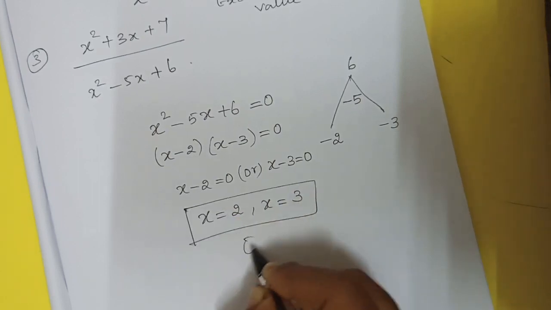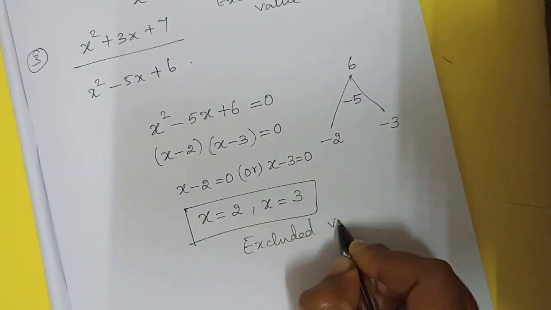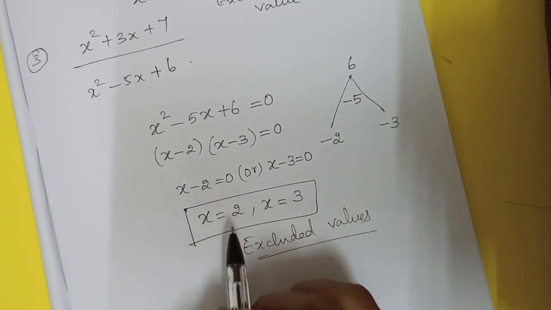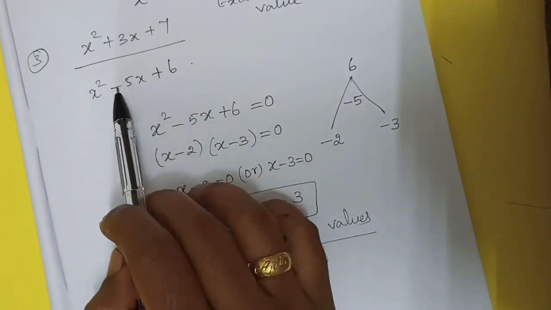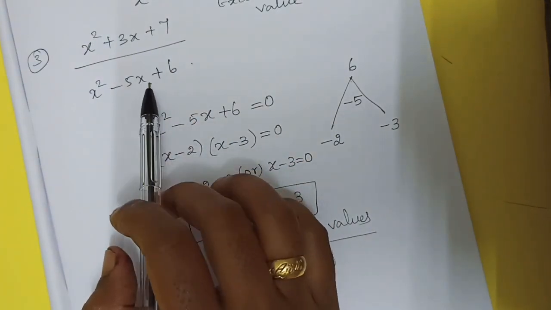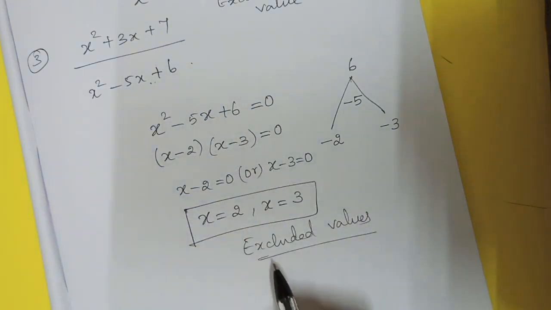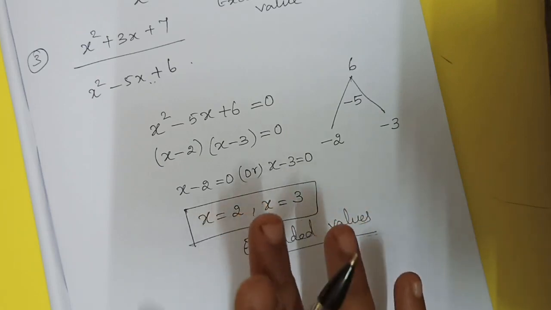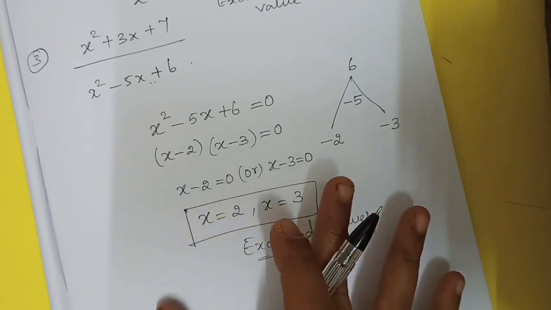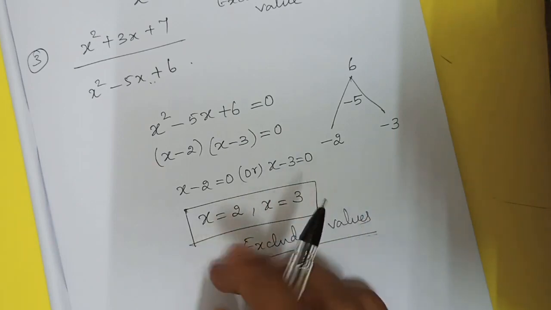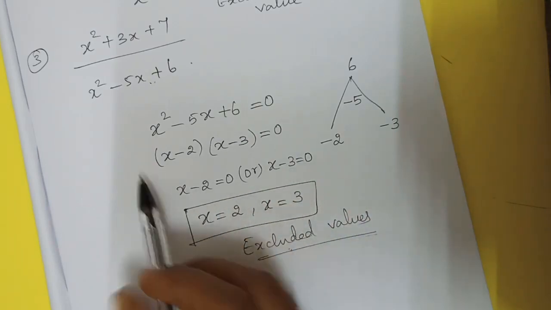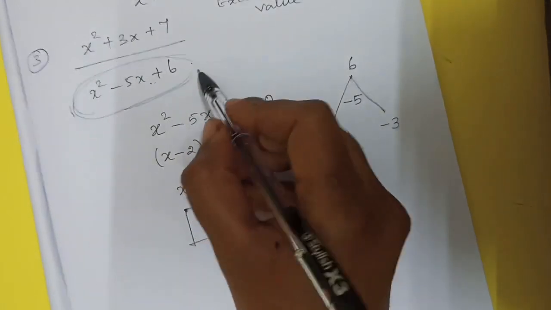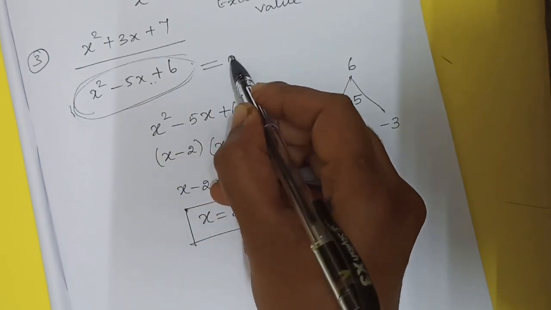So, what are the excluded values? 2 and 3 are the excluded values. If you put x equal to 2 and x equal to 3 in this rational expression, the value becomes undefined. So, only it is excluded values. We should not include this value. That is the meaning. Okay, you should exclude that value. So, once again, I am saying for finding excluded value, the denominator in the rational expression, you need to put equal to 0. Okay.